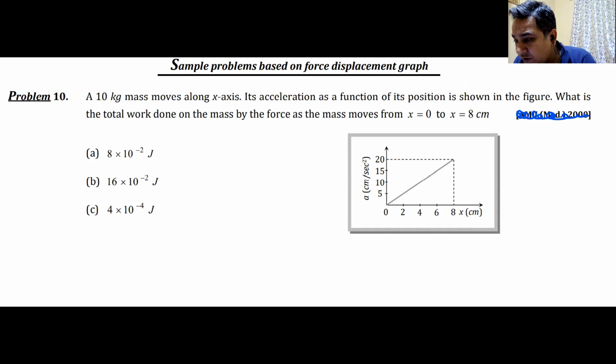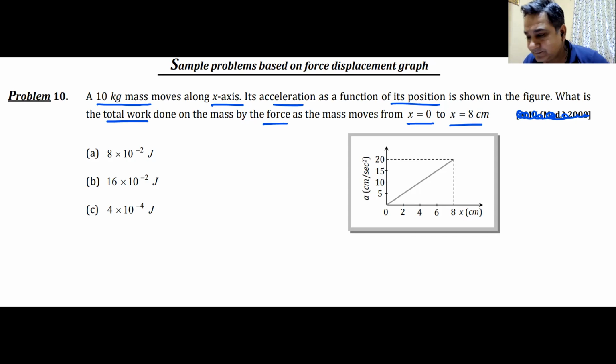It is here on your screens. Again, you read the problem once and you mark out the important points, which I'll do for you. A 10 kg mass, so mass is 10 kg, moves along x-axis. Its acceleration as a function of its position is shown in the figure. What is the total work done by force when it moves from x equal to 0 to x equal to 8? That is the question. Your time starts now. What is the work done by this force?